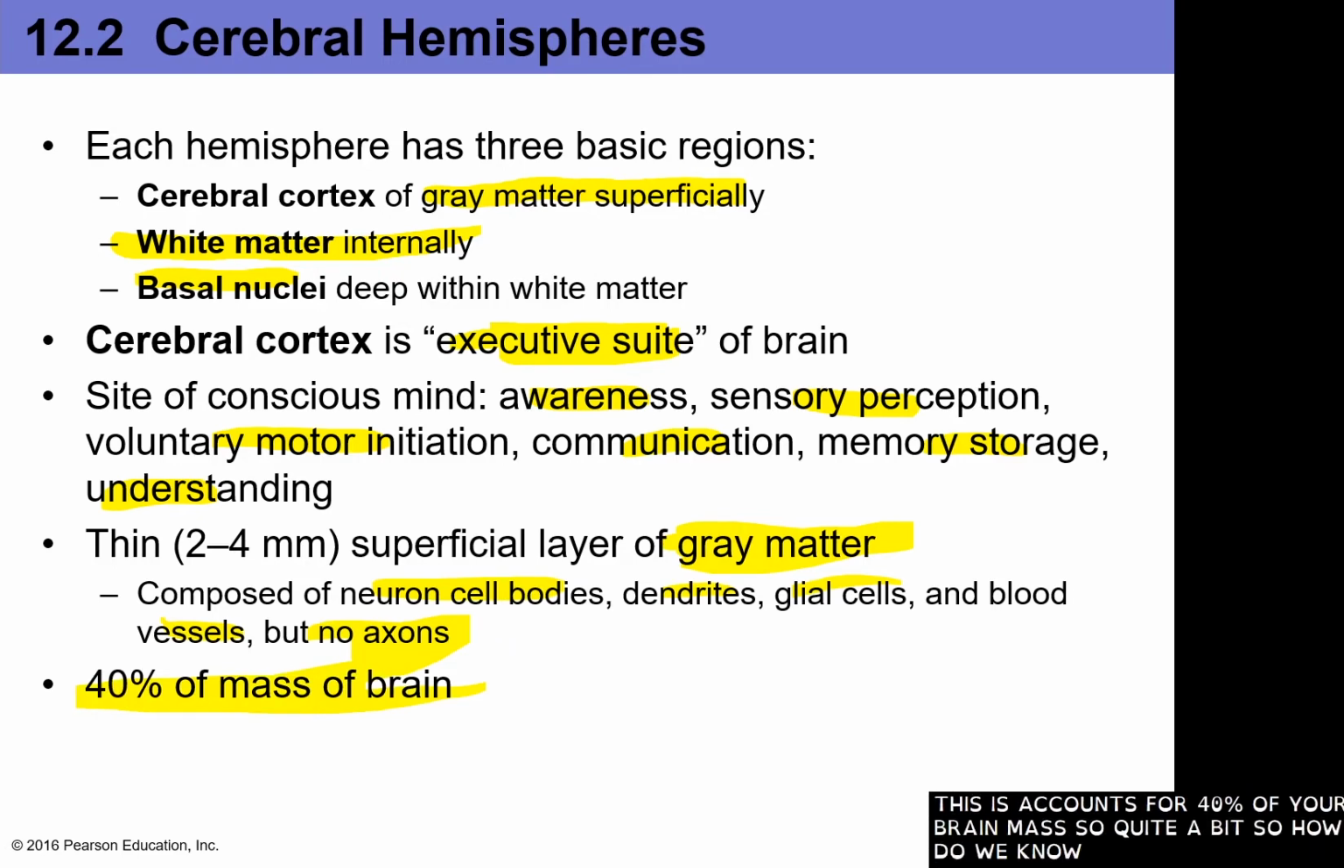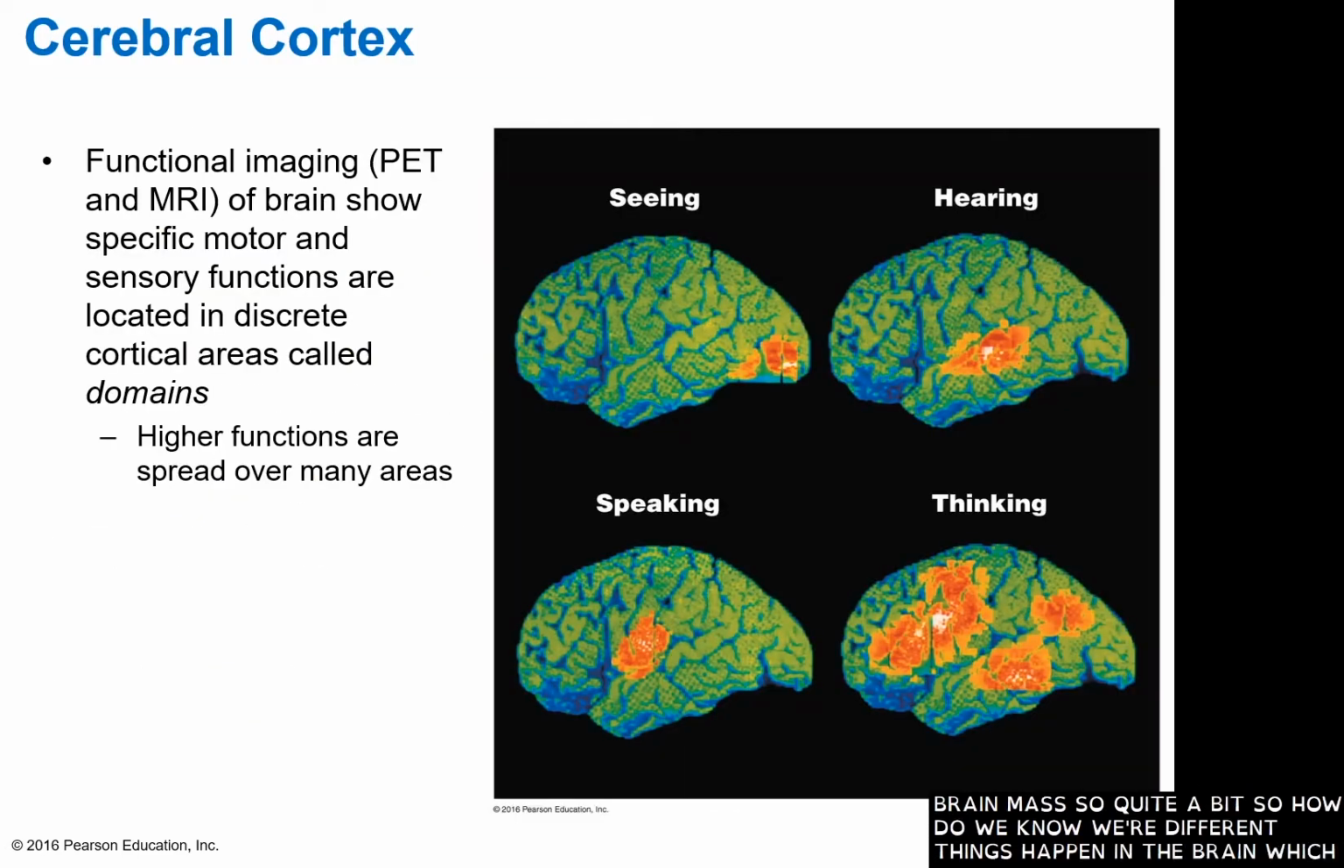So how do we know where different things happen in the brain? We can look at imaging. So this is called functional imaging. Or you can use PET scans or MRI using different magnetic resonance or radioactive dyes. And you have the person, hey, can you use your vision? Which region of the brain is activated? Or hearing, we see that's in the temporal lobe.